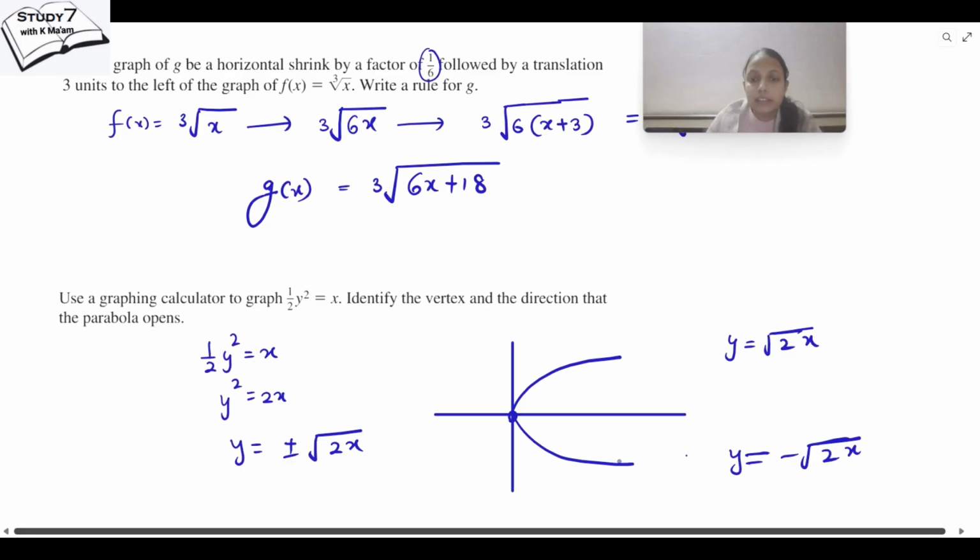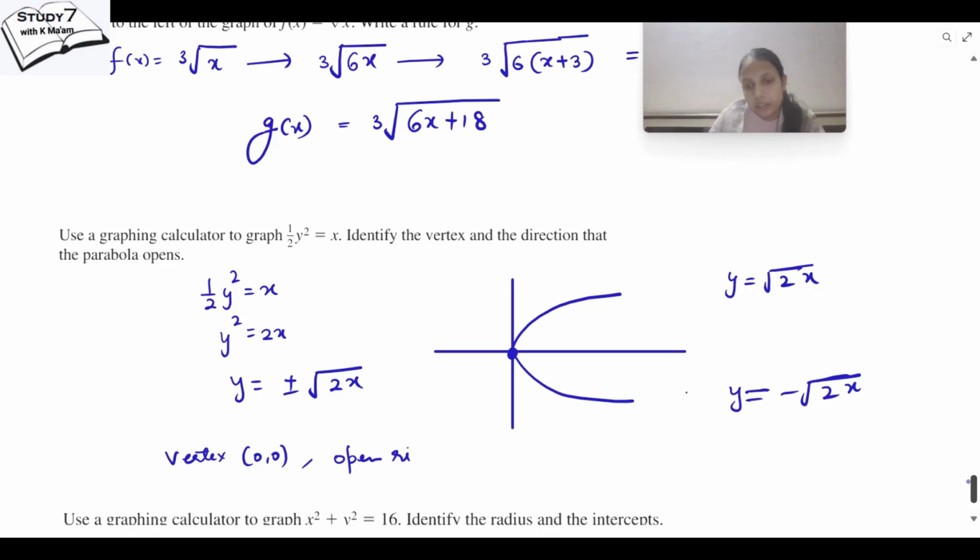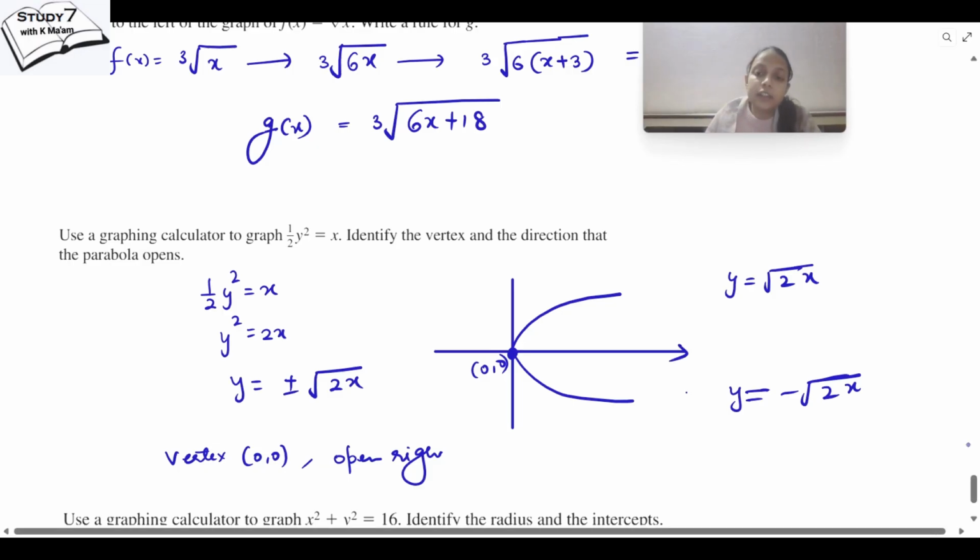The vertex is this, 0. And the direction of opening: it opens to the right side. Vertex is (0, 0) and it opens right. You can also check: if you put x as 0, your y is also 0. And this is the right side opening here. This side is open, and that is the right side.